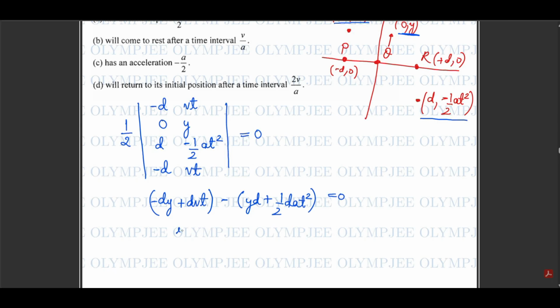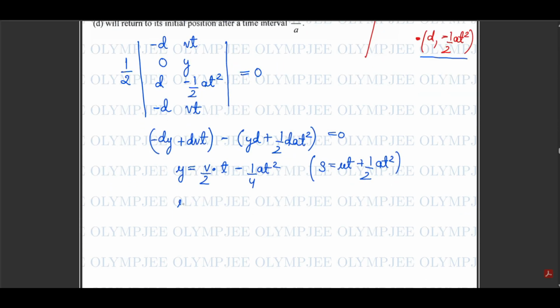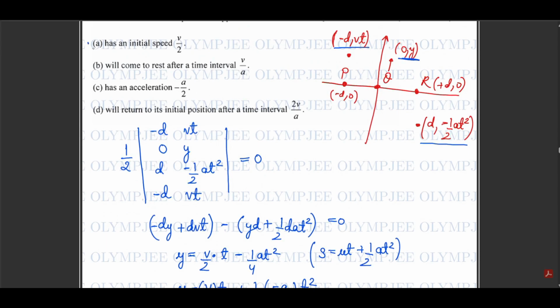So this gives us y is equal to v by 2 t minus of 1 by 4 at square. So this is something like the formula s is equal to ut plus half at square. We can convert it into that formula by writing it in this manner. So we get that the velocity of particle q is v by 2 initial velocity, and it has acceleration minus a by 2.